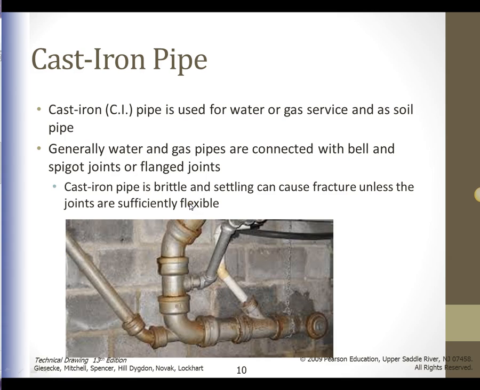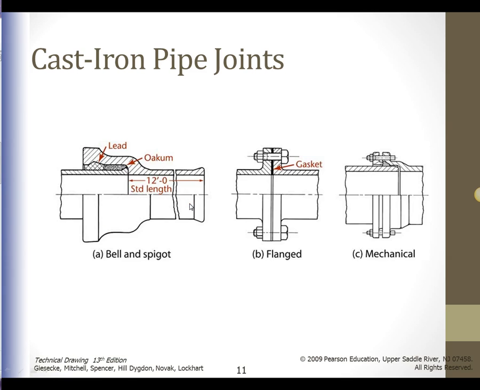Now, cast iron is put together by joints. You can have a bell and spigot joint, a flange joint, or a mechanical joint. When you're working with the bell and spigot, you're typically connecting water pipes or gas pipes. You don't usually use a mechanical joint to connect water pipes.